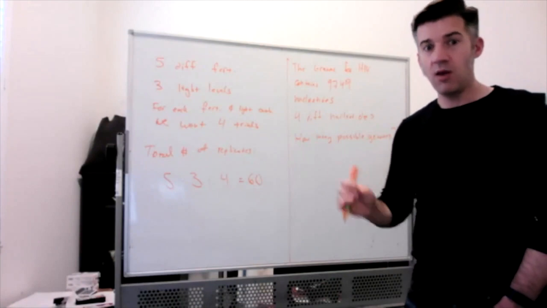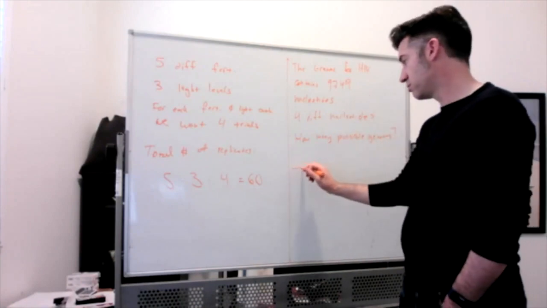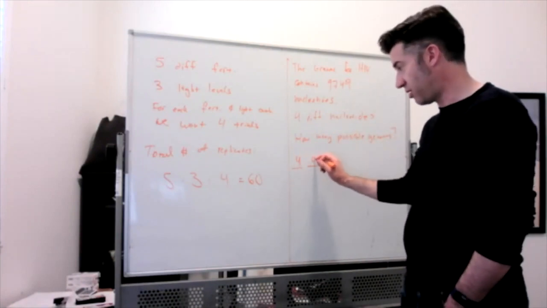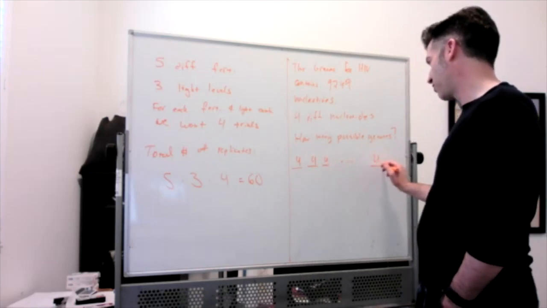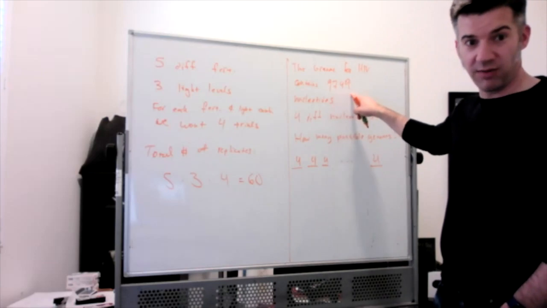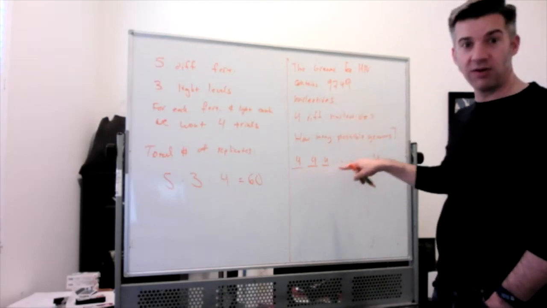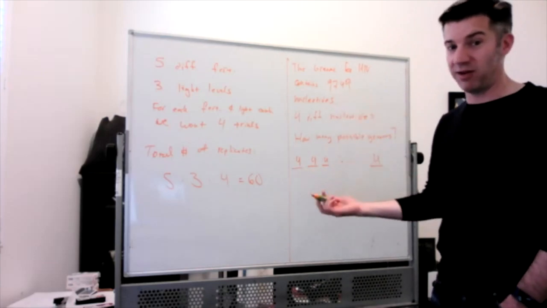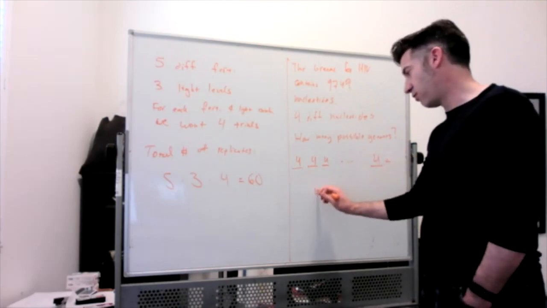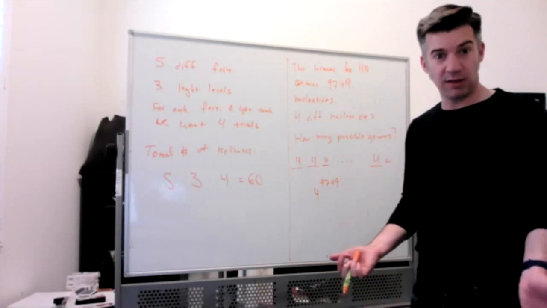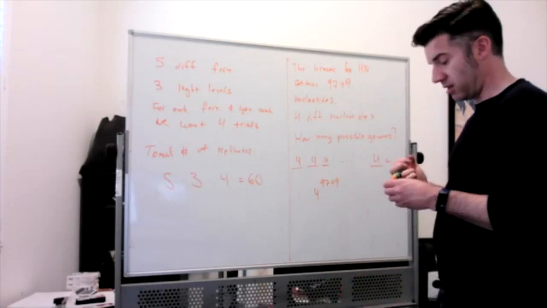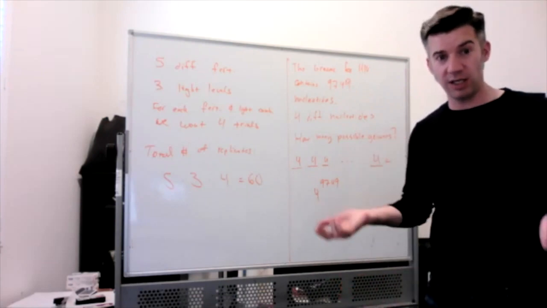Well, we have 4 choices for the first one. We have 4 choices for the second one. We have 4 choices for the third one, all the way down to 4 choices for the 9,749th one. So we have 4 times 4 times 4 times 4 times 4, 9,749 times. That's going to be 4 to the 9,749th power. Not particularly exciting. But that's kind of the very basic idea of the multiplication principle.